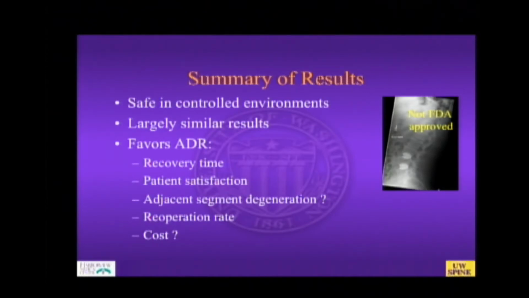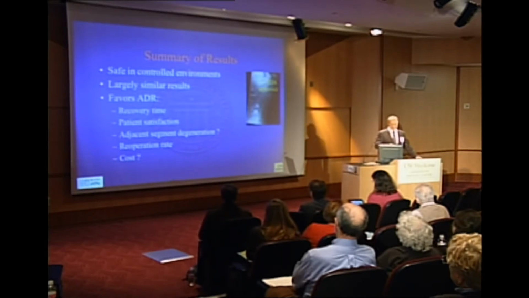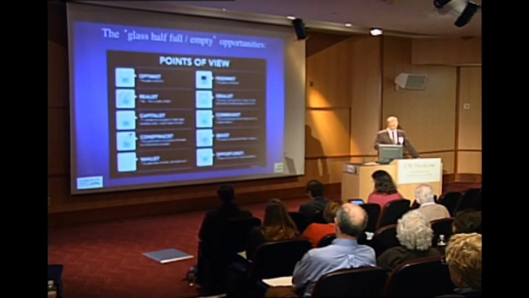So the summary of results identifies that it seems to be safe in a controlled environment, and this brings us back to the age-old argument of efficacy versus effectiveness in a large, unregulated environment. The results are largely similar to fusions. There may be some favorable results in terms of recovery time being shortened. Patient satisfaction seems to be clearly higher in patients who expect a disc replacement over a fusion. Adjacent segment disease, I put a big question mark on that. Reoperation rate seems to be favorable, and cost may indeed be lower for disc replacements.